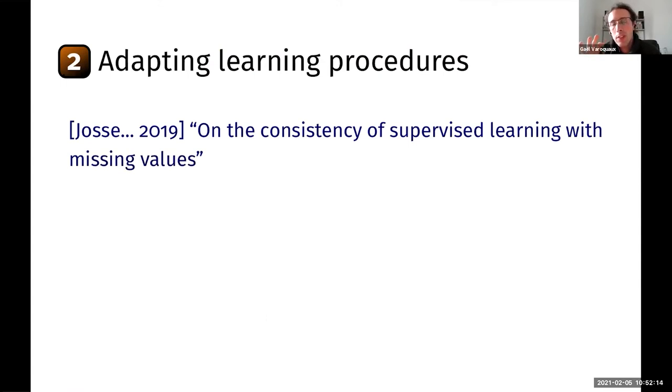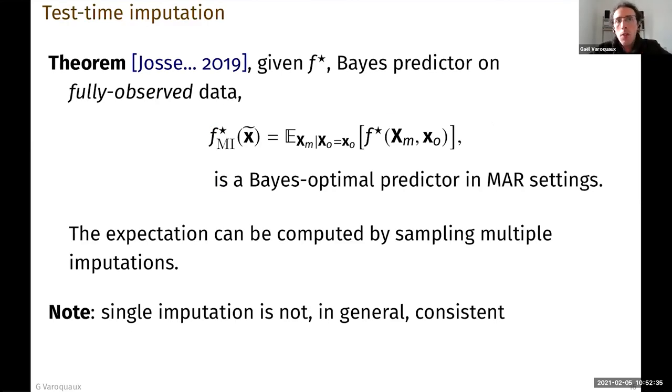Okay, so now I'm going to give a set of results that we introduced in the last few years, which basically bridge the gap. I'll start with a few results on how we adapt classical learning procedures to work with missing values. The first thing that we can do is use imputation and impute the test. So suppose that we're given F star, which is the Bayes predictor on fully observed data. I'm not telling you how we got it. Maybe we had enough data in the training set that was fully observed, but we're just given this Bayes predictor on the fully observed data.